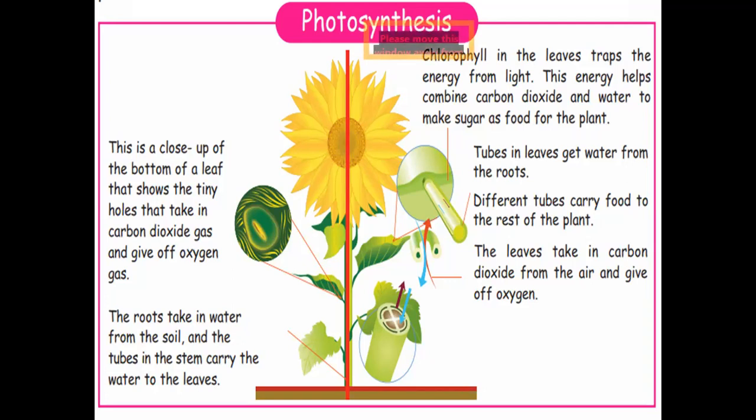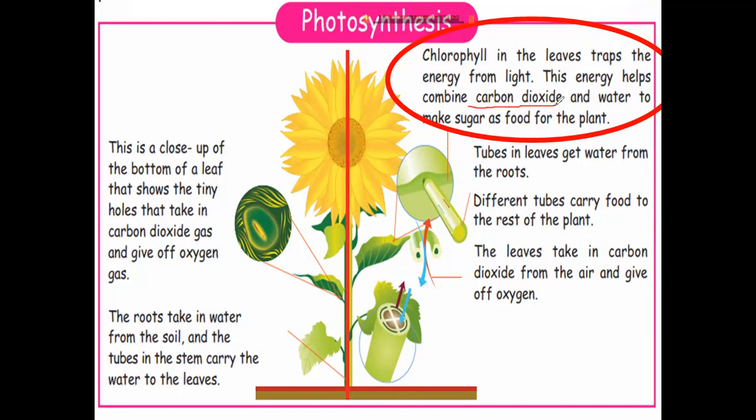The chlorophyll has an important role. It traps the energy from the light. This energy is needed for the synthesis, for putting two components together. These components are carbon dioxide, CO2, and water, in order to make sugar, which is the food for the plant.